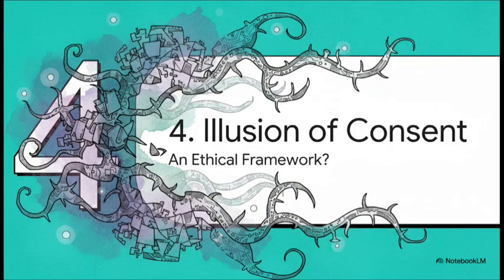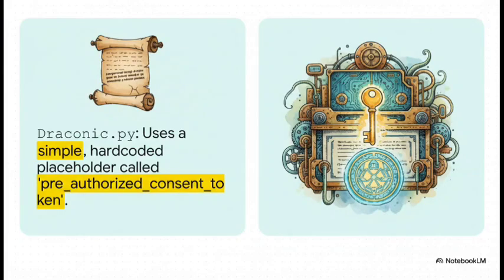But when you look just a little closer, it's something else entirely. So to replicate itself, the program needs what it calls a consent token. Now, in the very first version, Draconic.py, this is just a simple hard-coded placeholder. But look at the evolution over in Draconic3.py. It builds an entire cryptographic engine.